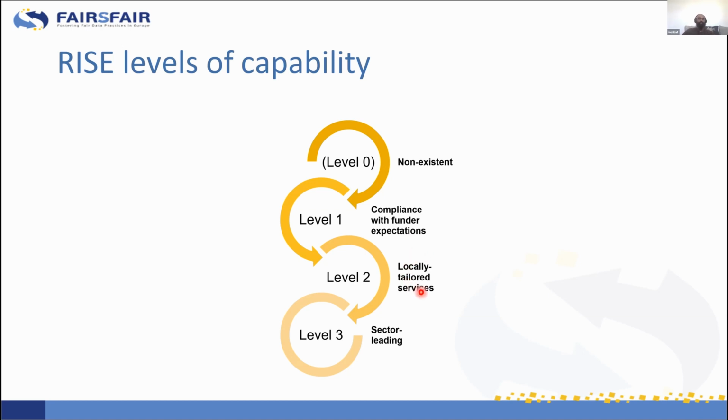So a bit of extra effort has been put into the services so that it's more bespoke, let's say. And then level 3, we have sector leading. So a lot of effort and finances have been thrown into these services. Indeed, you can have certification as well. For example, some repositories have trustworthiness certifications. Basically, that means they meet a lot of standards that have been established, and so they're really pushing boundaries to make sure that they're sustainable and trustworthy. Indeed, some repositories can also get ISO certifications as well, which is really the gold standard.